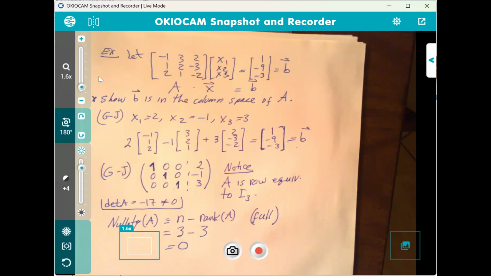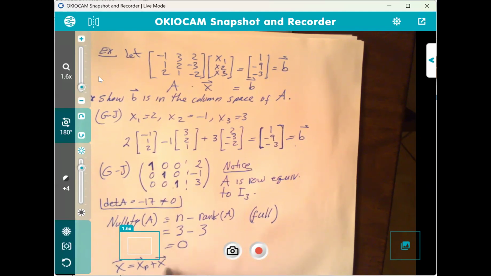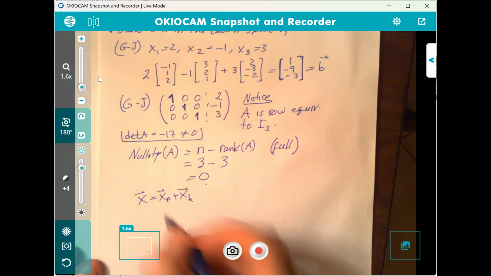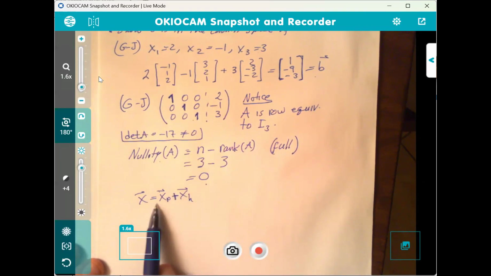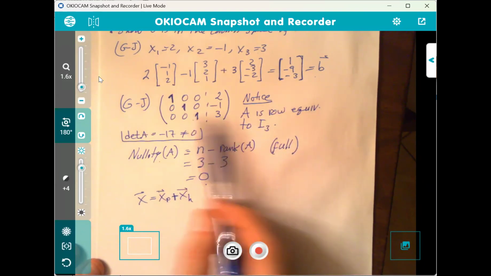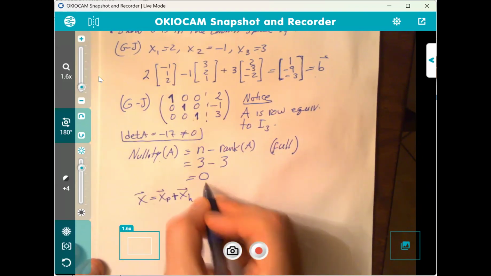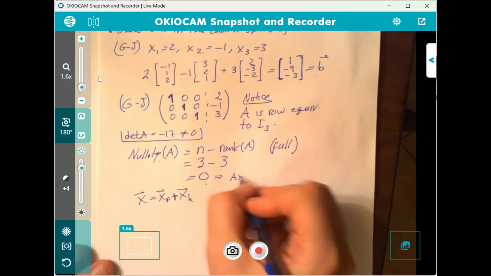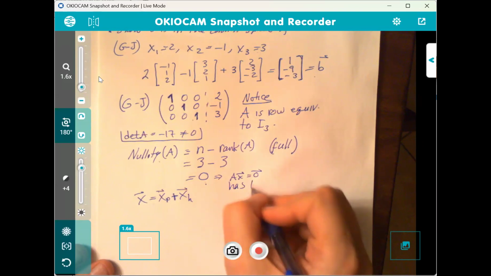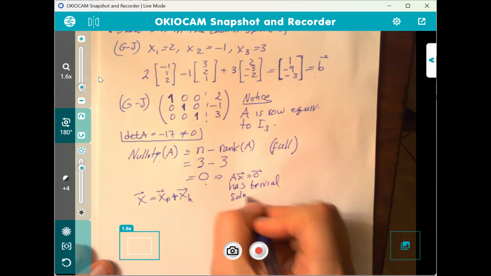Okay. Now, this is the only solution that it has. So if the nullity is 0, remember, if you write the general solution, the general solution is particular solution plus the solution to the homogeneous system. Nullity is 0 here. That means the solution, because XP has 3, it has 3 solutions. So because nullity is 0, this means AX equals 0 has trivial solutions only.